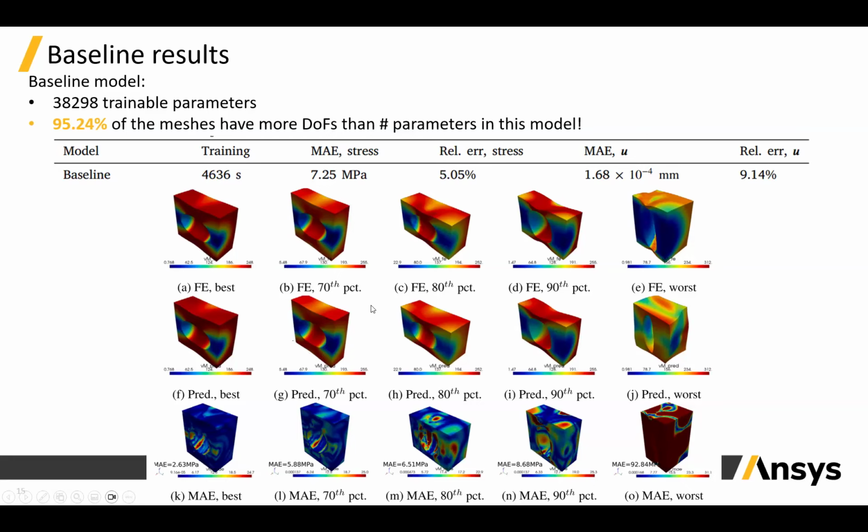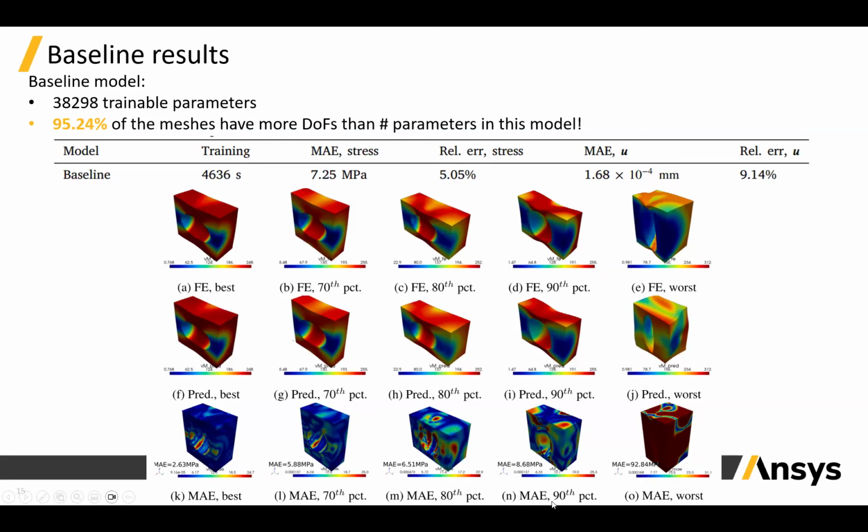So we deform the mesh by the predicted displacements. We color it based on the predicted Mises stress. And then the last row, we just plot the difference. So right off the bat, you see the worst case. It's just not doing it. It doesn't know what it's doing, which is kind of reasonable for the worst case scenario.